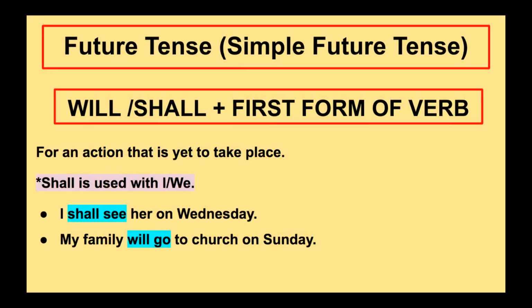Let us talk about future tense. Simple future tense. The rule is will or shall plus first form of verb. Simple future tense is used for an action that is yet to take place.